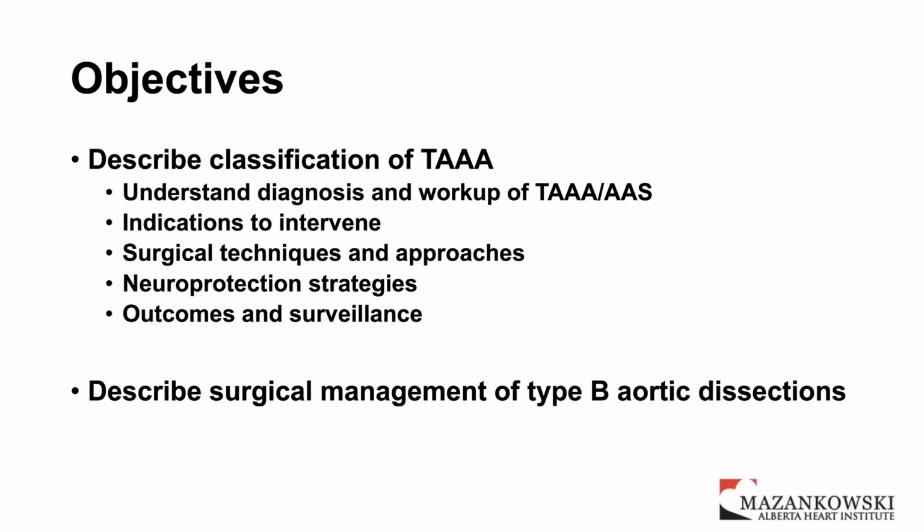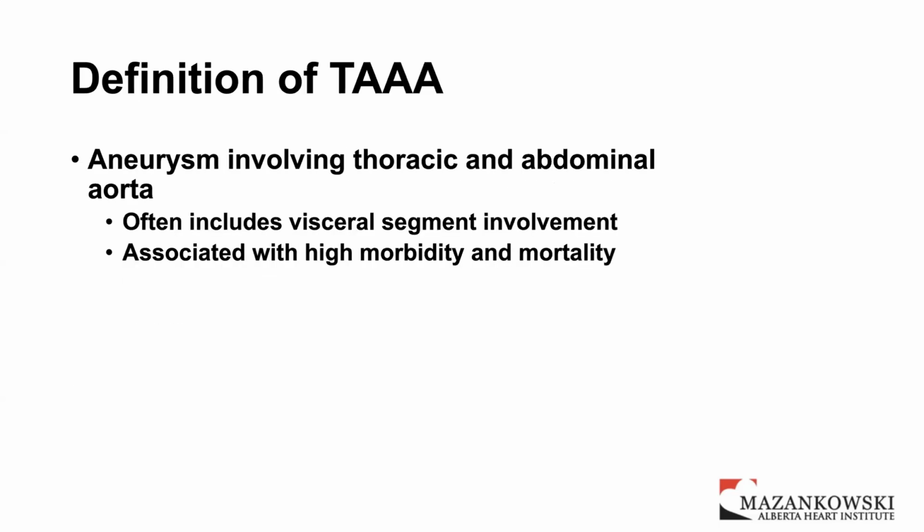Just briefly, some outline objectives. Briefly cover the classification of thoracoabdominal aortic aneurysm, have an understanding of the diagnosis, the workup of this pathology, some indications, some surgical techniques, neuroprotection strategies, outcomes and surveillance, and just finish off with type B aortic dissection. You're going to hear a lot of very, very similar themes from the talk that was given earlier, and it's because they're incredibly important.